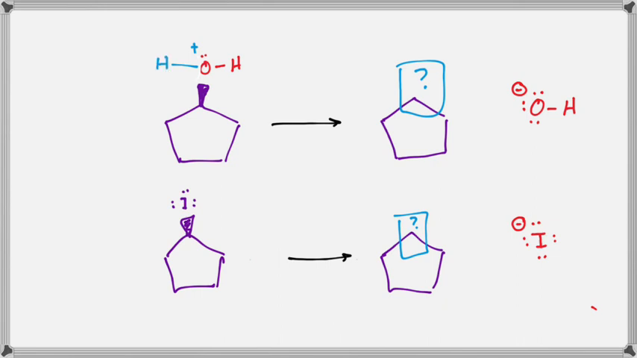Okay. Now what would happen? Now as it leaves, what is it leaving as? Neutral. Is this now a good leaving group? Yes. So when we look at the alcohol functional group, the alcohol functional group produces a hydroxide leaving group. That's not a good leaving group.